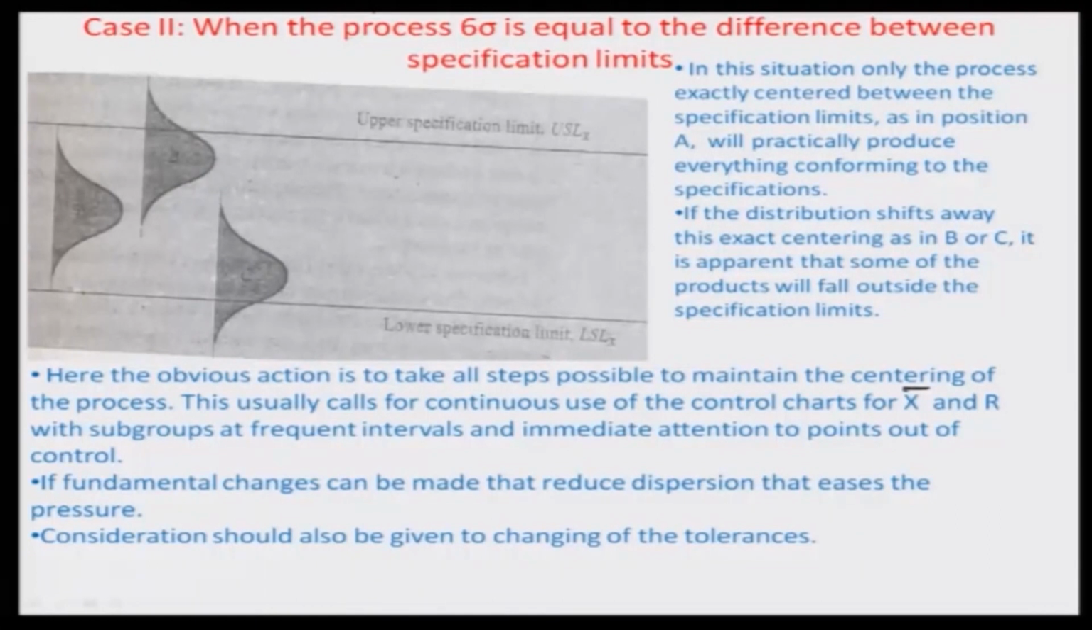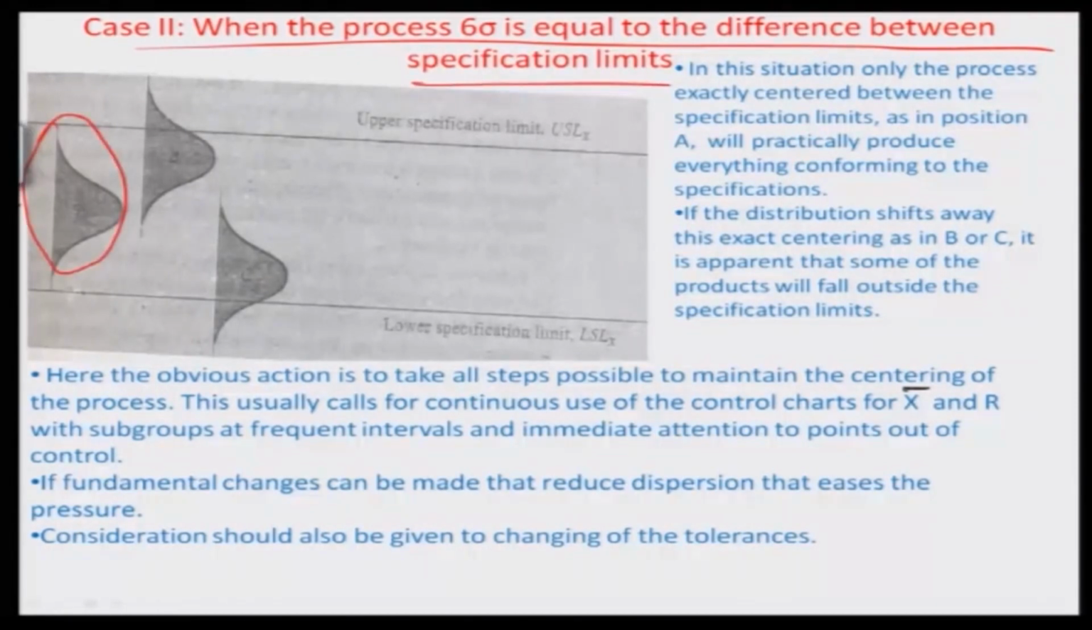There is another case which is a little more serious, when the process 6 sigma equals the difference between the specification limits. Now you can see exactly, let us say A is a process whose mean is centered about the central specification, and obviously there are going to be USL and LSL as the upper and the lower bounds of the specification.